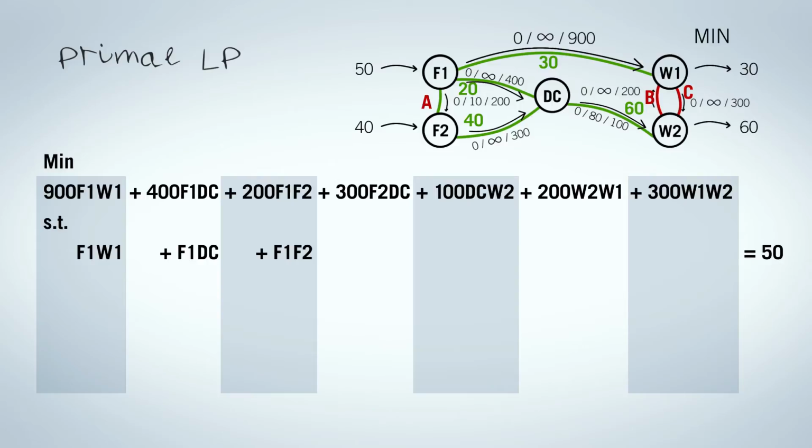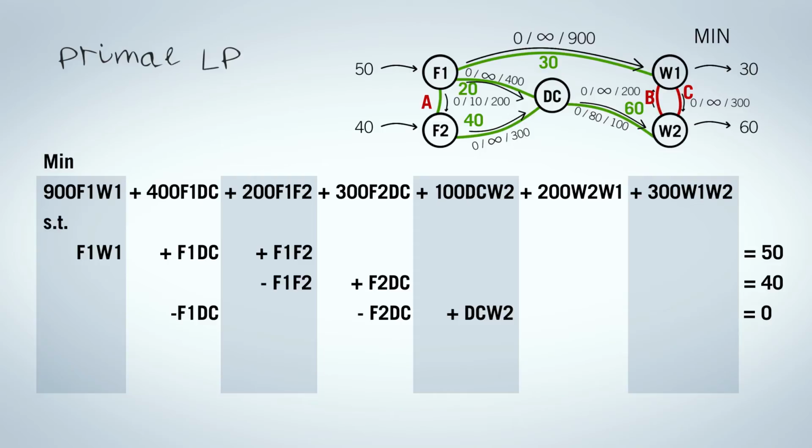Next is for F2, it's minus F1 F2 plus F2 DC is equal to 40. And that covers the F2. Now we get to the DC. It's minus F1 DC minus F2 DC plus DC W2 has to be equal to 0. But DC balance is 0. There is no injection or no withdrawal.